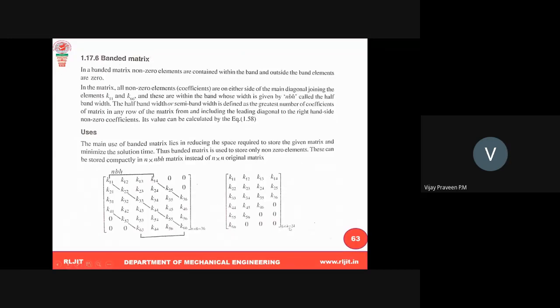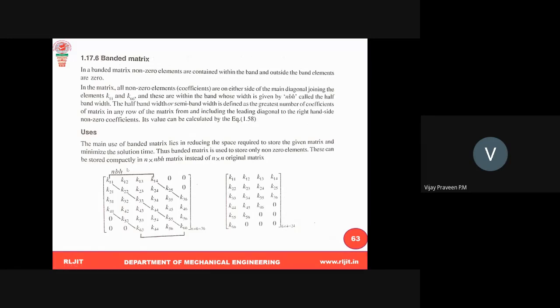Similarly, come to an example here. Total size is 6 into 4, 24. But how many zeros are there? 1, 2, 3, 4, 5. You can neglect those. So the main purpose of bandwidth is to reduce the data stored in computer memory, and it also improves the computation speed. It stores only the non-zero elements, and zero elements are neglected. So this can be stored compactly as n into nbh, where n is the size of the matrix multiplied by its bandwidth.